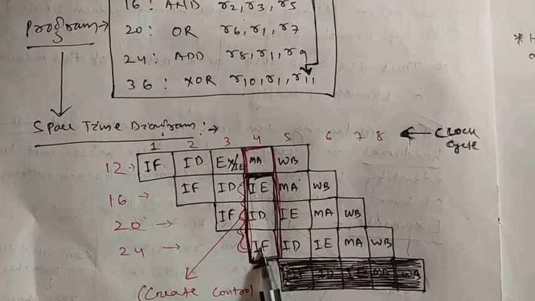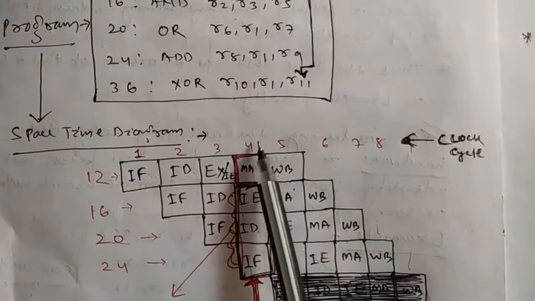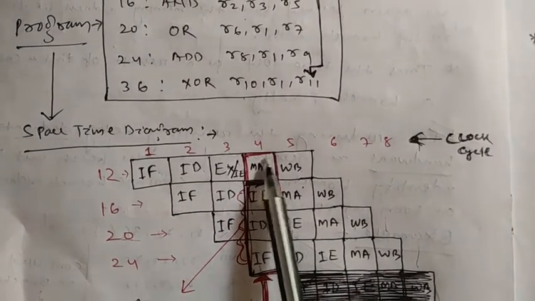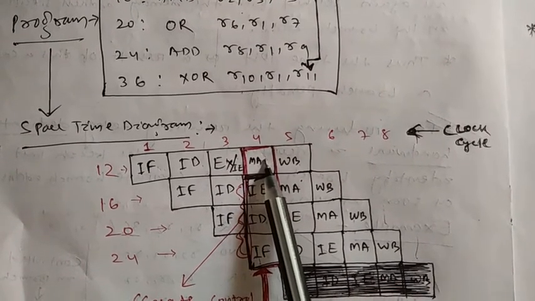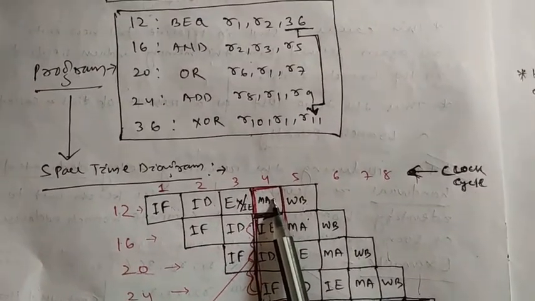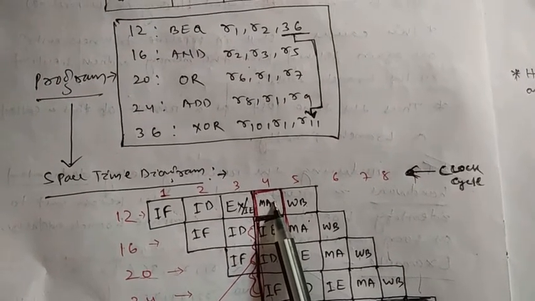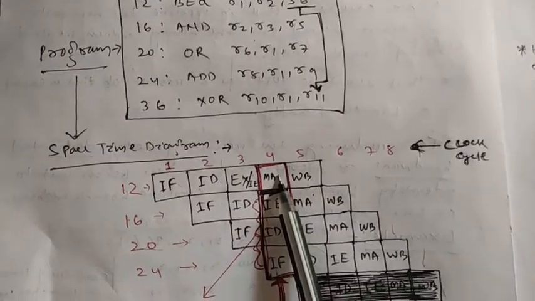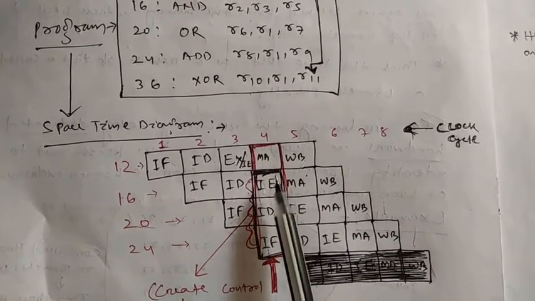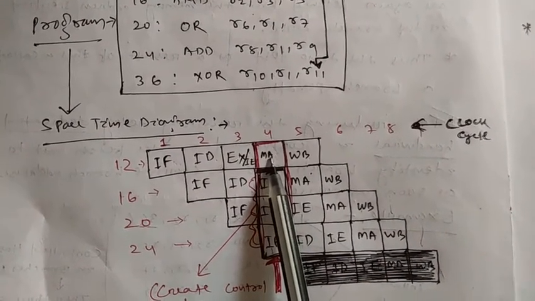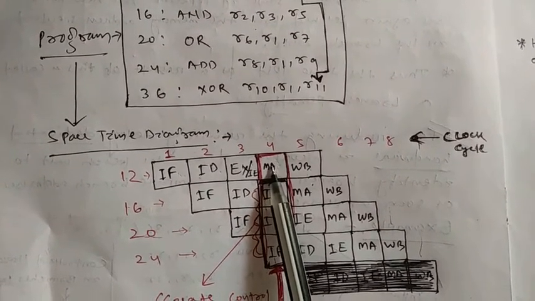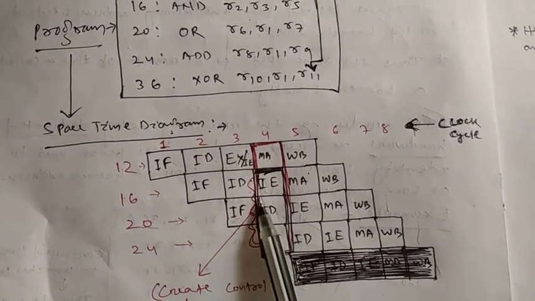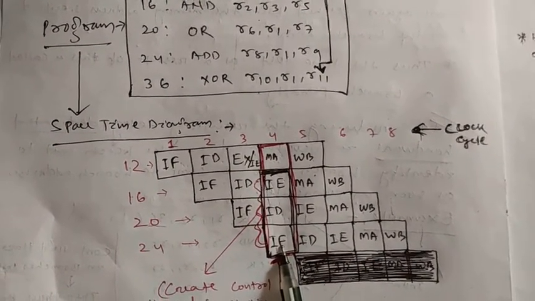Are you getting me? But instruction 1 gets to know in the first stage that it has to jump to location 36. So there is a problem. What kind of problem is that? Instruction 1 has to jump to location 36, but 3 instructions are already executing in the pipelining process. So it will create a hazard.